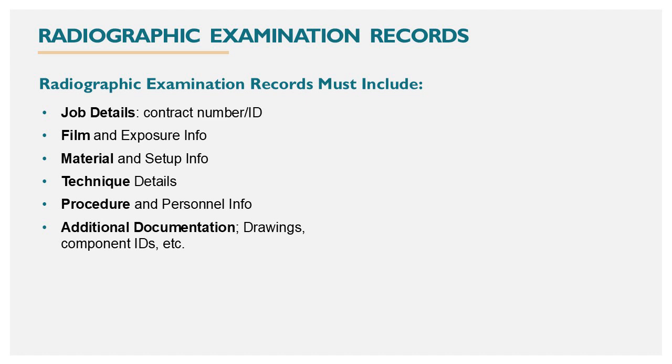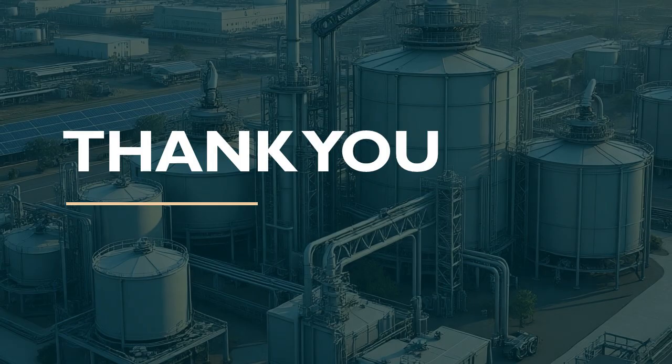Distance from object to film. Technique details, such as single or double wall exposure, single or double wall viewing, and type of IQI or penetrometer used and required hole or wire number. Procedure and personnel info, which includes reference procedure or code, examination results, date of examination, and name and qualification of examiner. Additional documentation, such as drawings, component IDs, and other relevant details, must be included in the report and shared with the customer's representative.